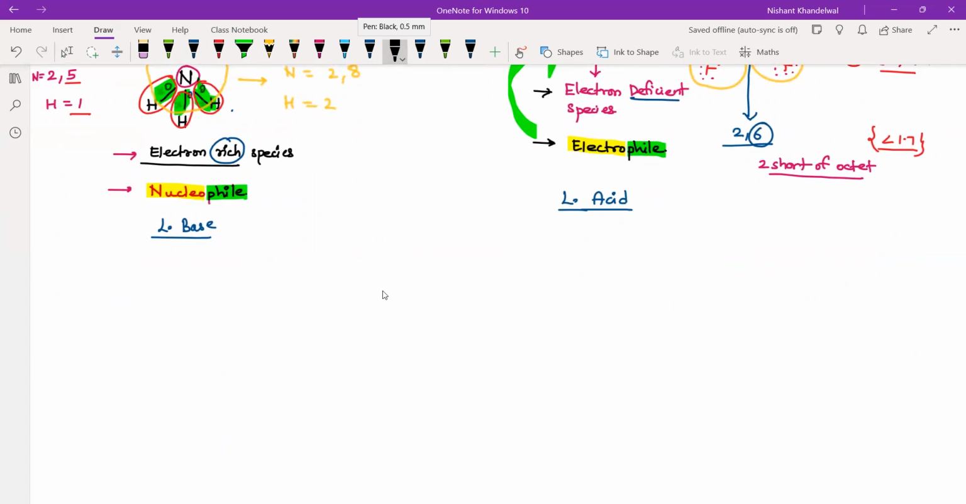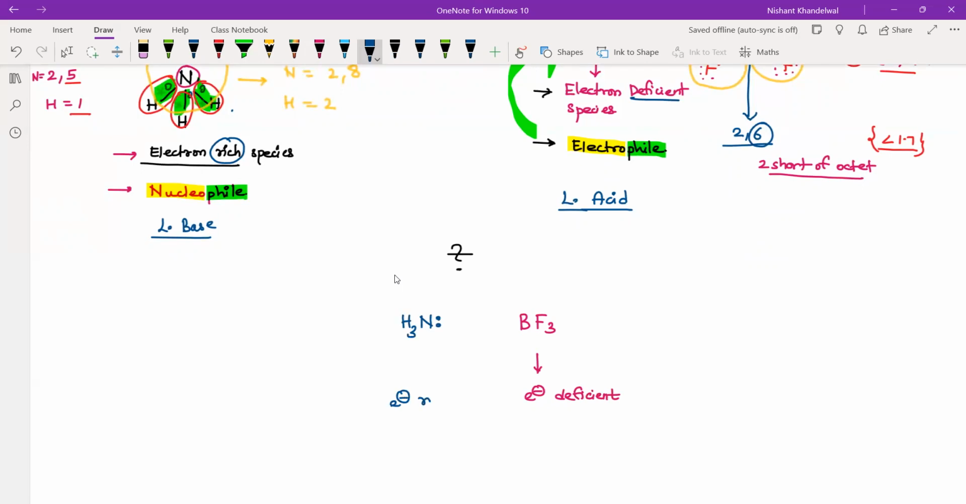So now you have known this concept, but why? What is happening? How is this acting as an acid, and how is the NH3 acting as a base? We will look into it. Suppose I have boron trifluoride. It's electron deficient, so I can write electron deficient here. And suppose I have NH3 here, I can write it is electron rich.